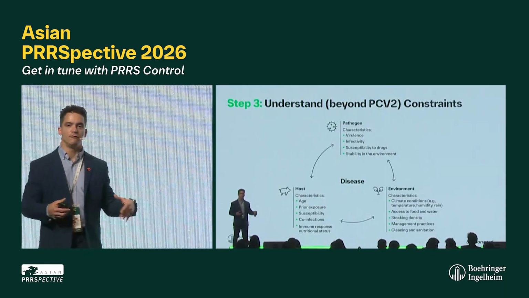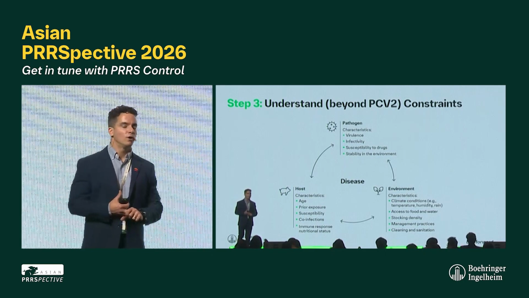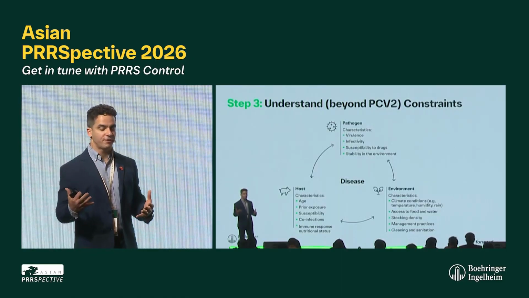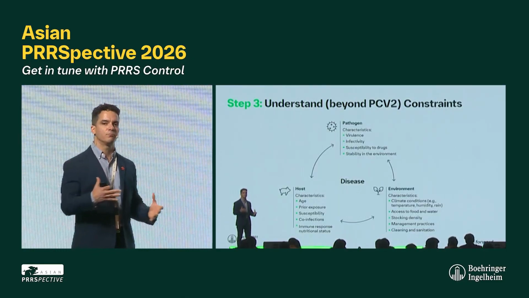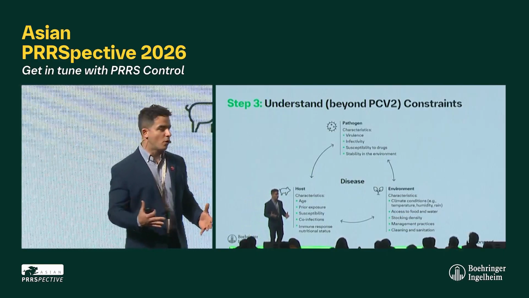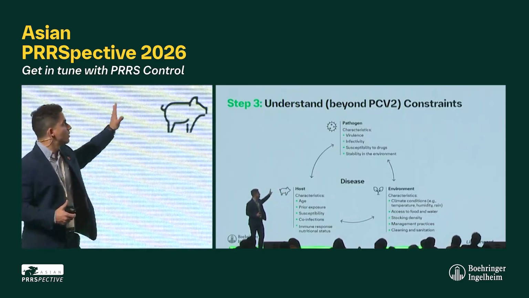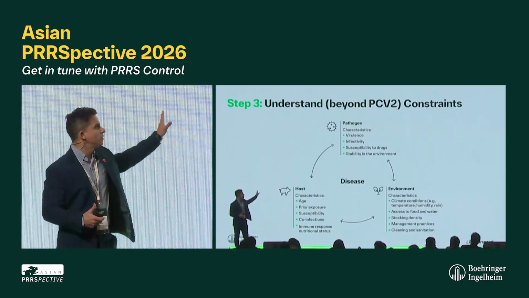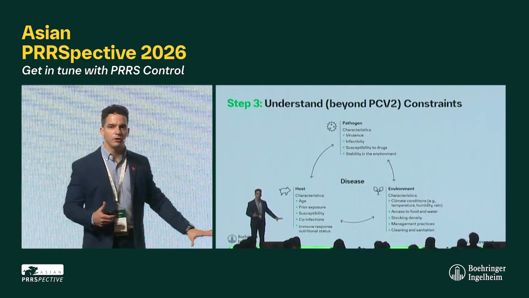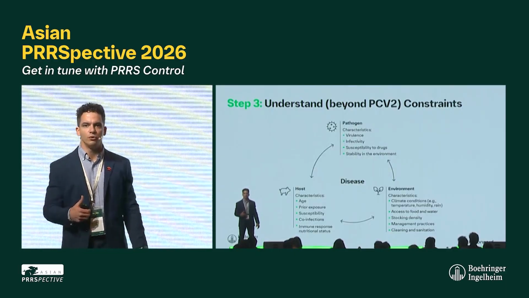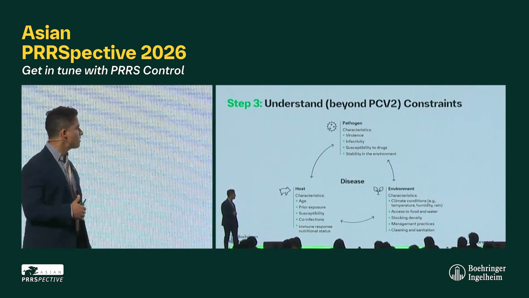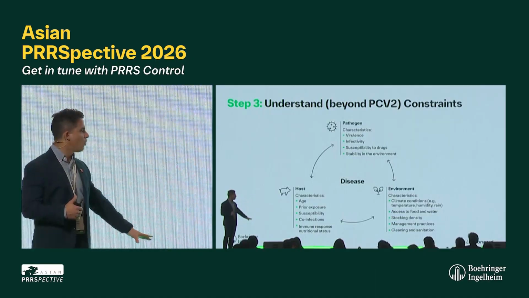Step 3: if you confirm that PCV2 is present, what you want to know is, is it acting alone? Or is it a primary or a secondary issue? Are there things expressing themselves in the herd that are allowing PCV2 to become a problem? So you want to characterize the virulence and the infectivity of different pathogens that might be present. You want to understand if there are things in the environment of those pigs that may be making them more susceptible to these pathogens. And you also have to understand some of these host characteristics.